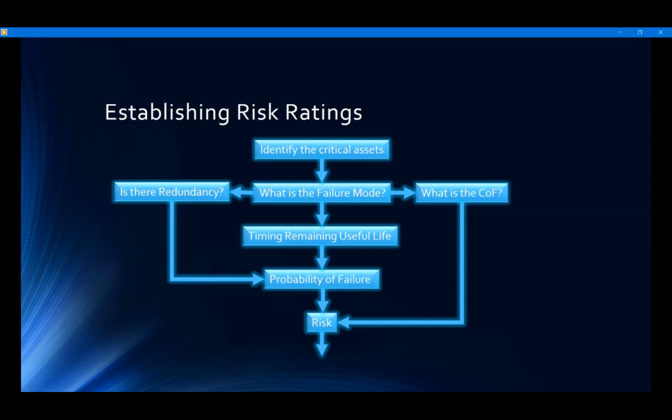As you can see in this tree, starting at the top, identify your critical assets. What is the failure mode? Is there redundancy? What's the consequence of failure? What's the risk associated with the consequence of failure? If there's redundancy, what's the probability of failure? What's the timing of the remaining useful life? As you work through these, you can see that it helps you establish a solid risk rating.